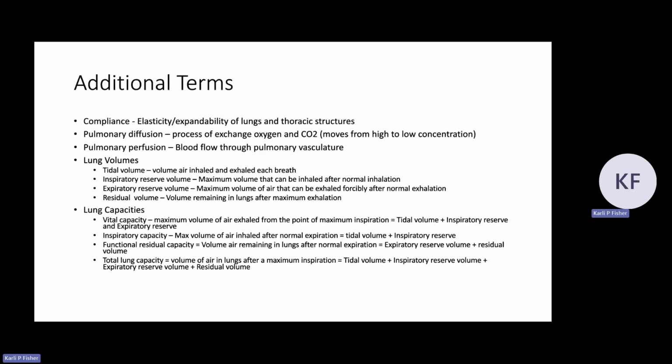Lung capacities. Vital capacity is the maximum volume of air exhaled from the point of maximum inspiration. Inspiratory capacity is the max volume of air inhaled after normal expiration. Functional residual capacity is the volume of air remaining in the lungs after a normal expiration. And the total lung capacity is the volume of air in the lungs after a maximum inspiration. You guys can look over those and get familiar with those. Okay. All right. Thank you.